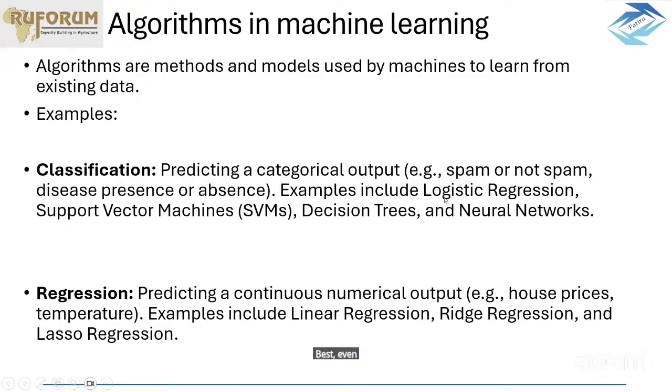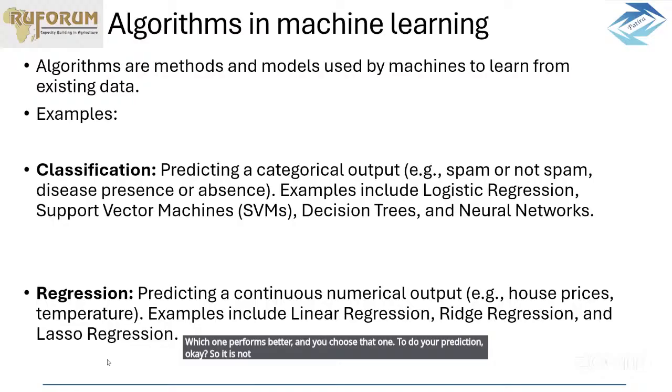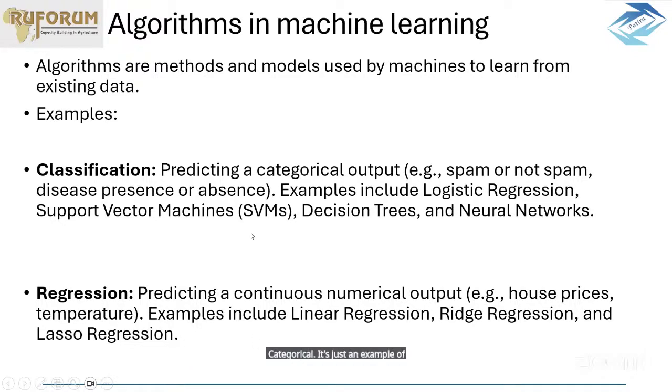Even in classification, you can choose to use the logistic regression, use a support vector machine, and check which of the two does a better classification and choose that model. Okay. Likewise, in regression, you can choose a linear regression, you can choose another one and see which one performs better, and you choose that one to do your prediction. Okay. So it is not cast in stone that you should use linear for numerical or logistic for categorical. It's just an example of one of the algorithms that you can use to do classification.